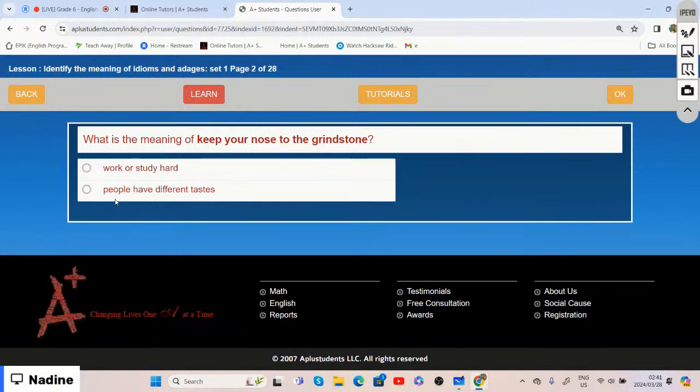It says keep your nose to the grindstone. So keep your nose to the grindstone. What does that mean? Is it to work or study hard, or people have different tastes?